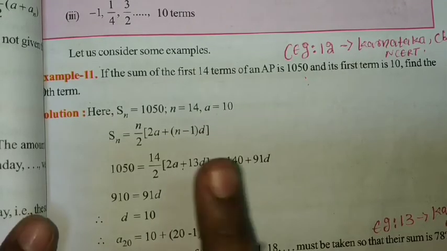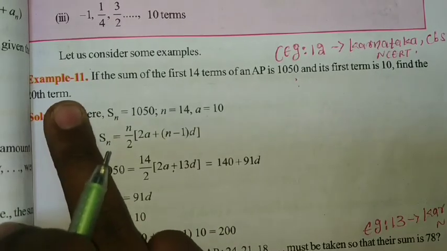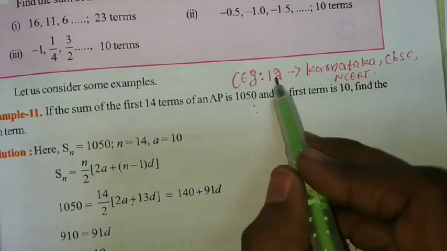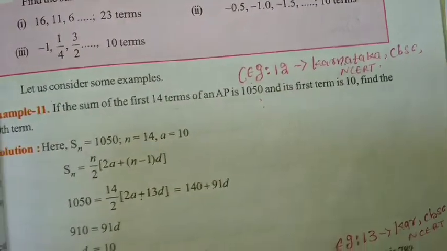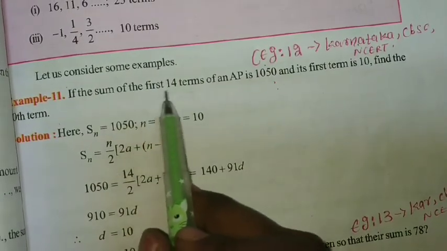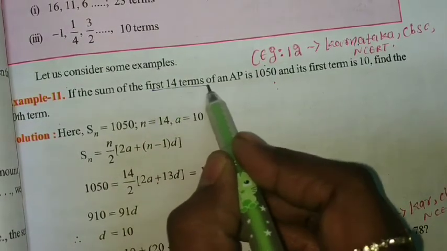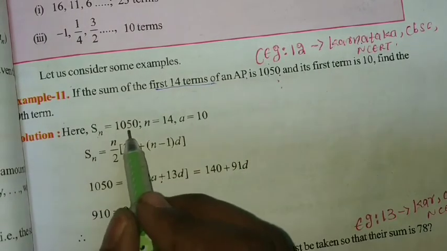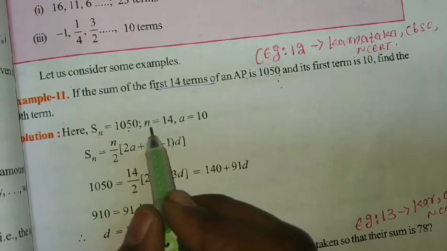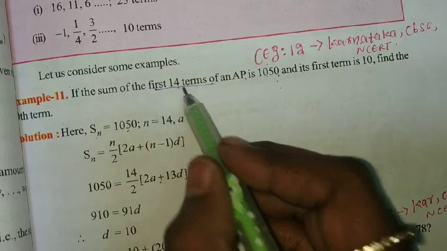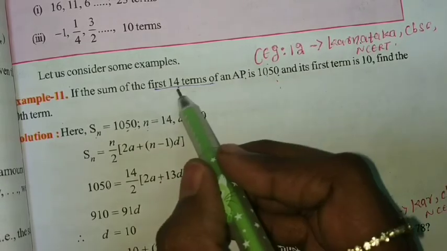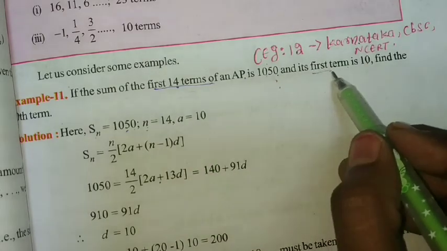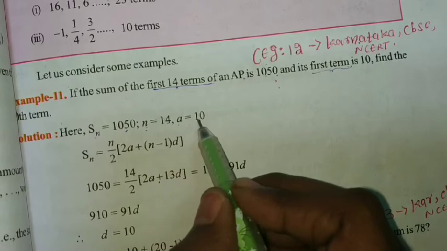See here, question number 11. That is exercise 11 for Andhra Pradesh and Telangana state students, but example 12 for Karnataka, CBSE and NCERT students. What have they given? The sum of the first 14 terms of an arithmetic progression is 1050. Already they have given Sn is equal to 1050. And what have they given for n here? n is 14. That means n is the number of terms. How many terms are given here? 14 terms. And the first term is 10, that is a is equal to 10.